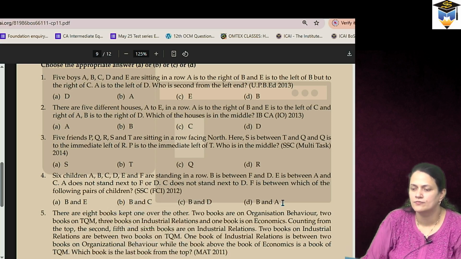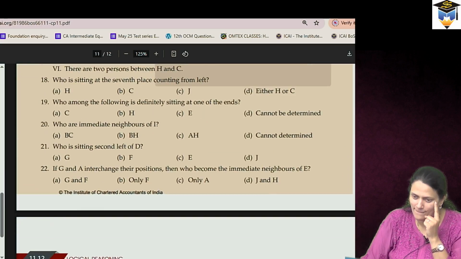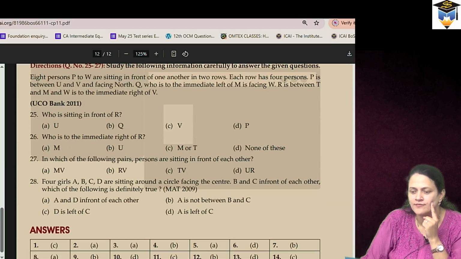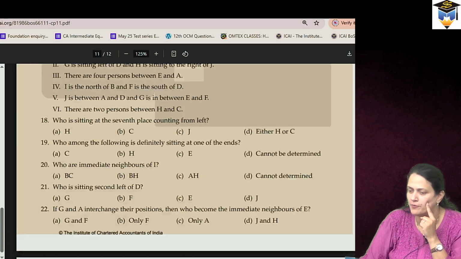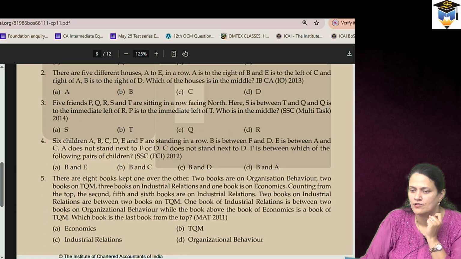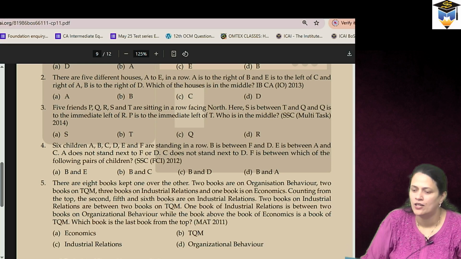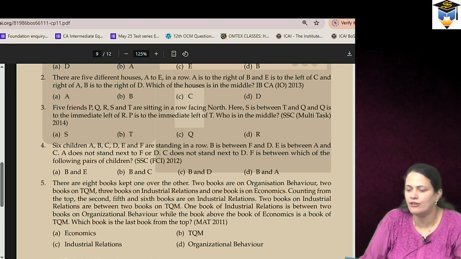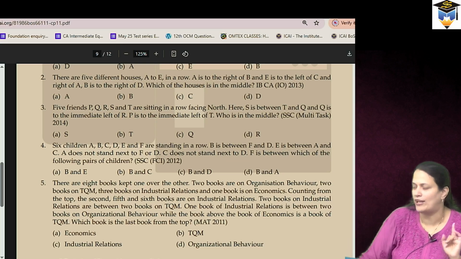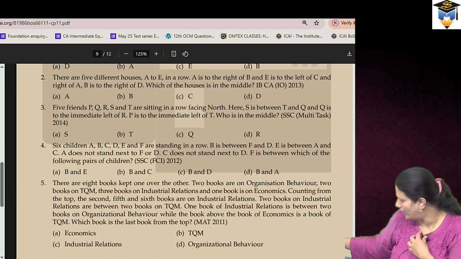Understood? Now solve question 2. Wait, I will check how many questions there are. Only 28. Good, so less number of questions, then we can solve it together. First is done, the answer is option C. Now do the second one. Do 2, 3, 4 and 5, then we will discuss.